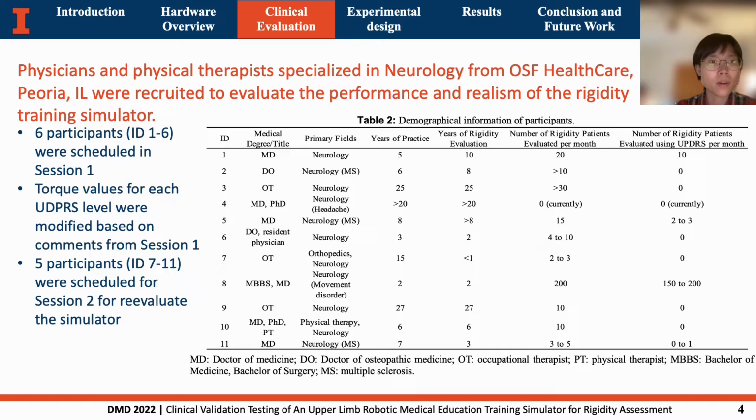A convenient sample of 11 physicians and physical therapists who specialize in neurology were recruited from OSF Healthcare to evaluate the simulator. 6 participants were scheduled for session 1, and since it was reported that the magnitude of the resistance for each UPDRS level was larger than what they had felt in their clinical experience, the torque values of all levels were adjusted based on their comments. 5 additional participants were scheduled for session 2 to evaluate the rigidity training simulator again after modification.